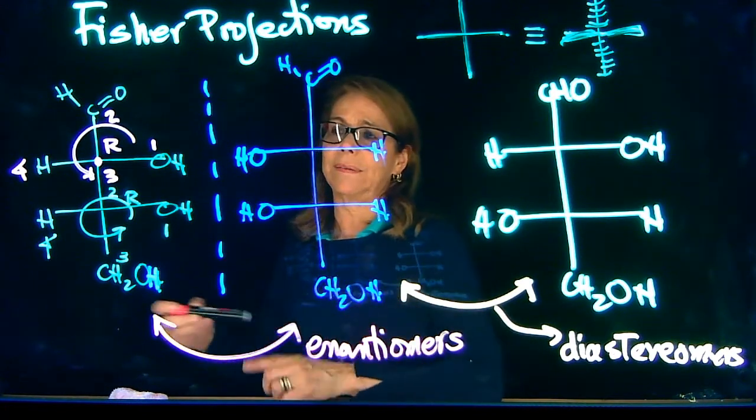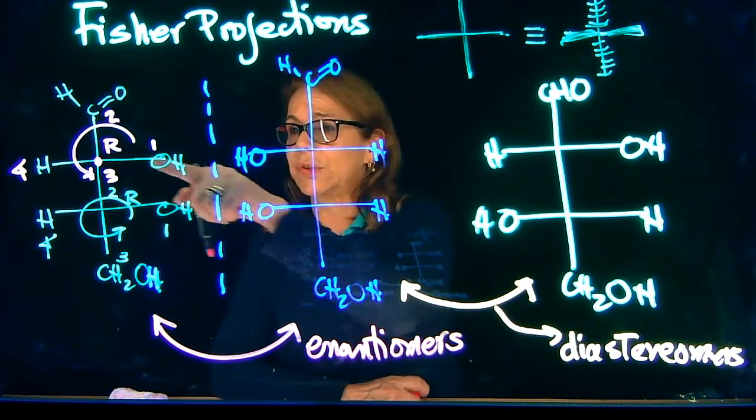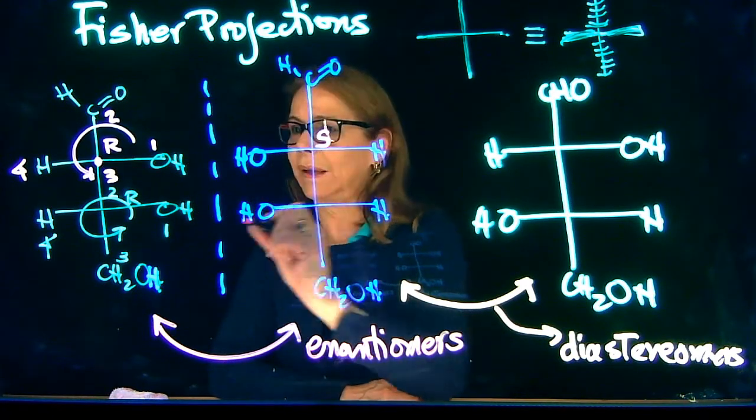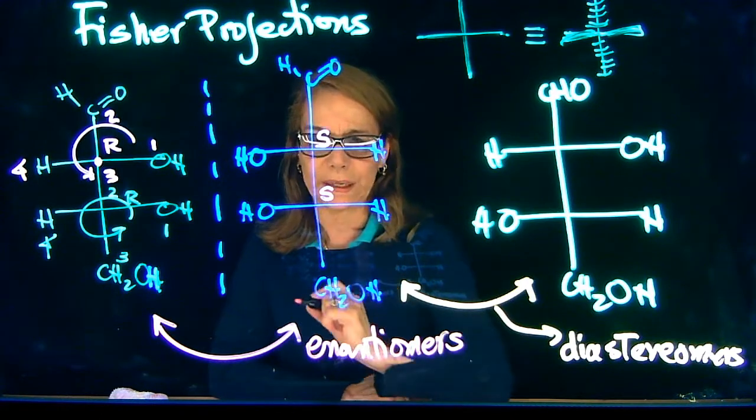So the two chiral centers will have the opposite configuration. So if this is R, this will be S, and this is R, this also will be S.